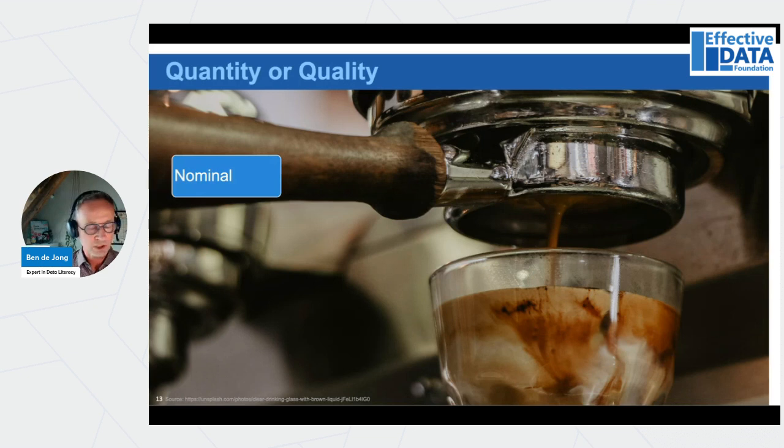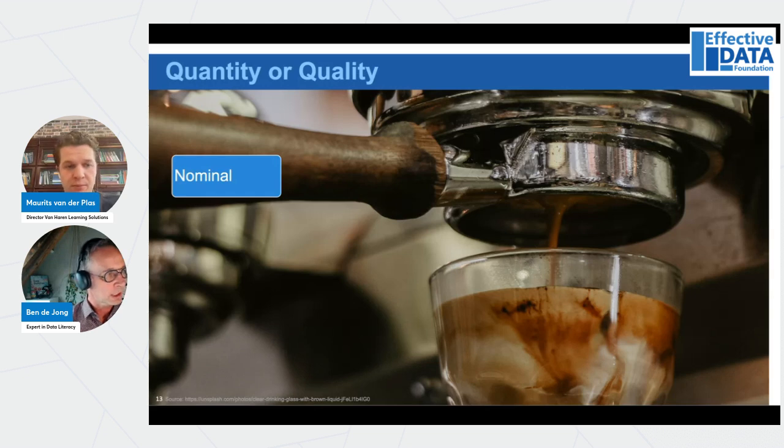If we have the coffee shop here, I got a nice espresso machine on. The coffee is dripping. I want to have some nominal examples. Can you describe something in the chat that you think is a nominal value when we talk about coffee?